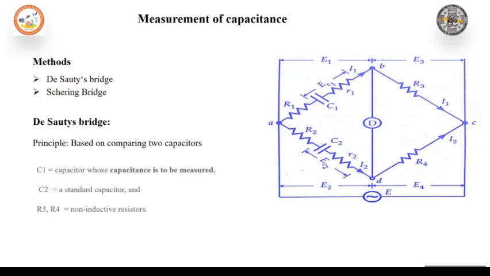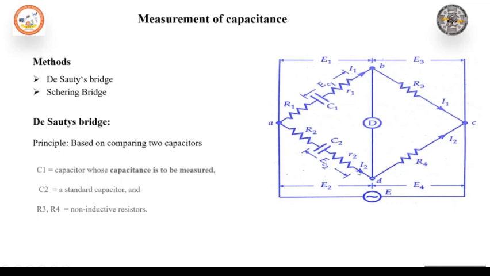So you are looking at the circuit diagram of the de Sauty's bridge. Here, the two capacitors C1 and C2 are connected with non-inductive resistances R1 and R2. Let the loss components of the two capacitors be given by two resistances, small r1 and small r2. Please look at the diagram, students.